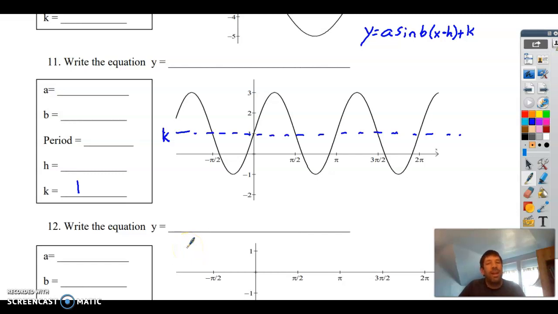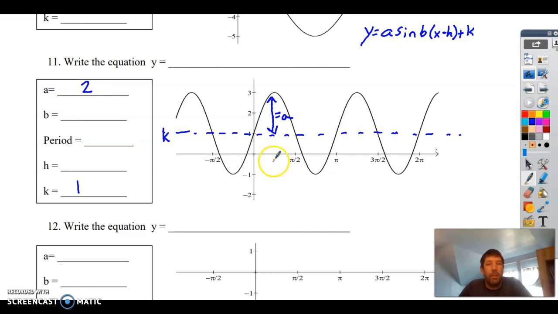Next up, I'm going to look for my A value. And to find my A value, the easiest thing to do is to look, now that I've drawn this line in the middle, what's the height from the middle to the top? So from 1 to 3, that's a distance of 2. Okay, that's my A value. So my A value is 2.